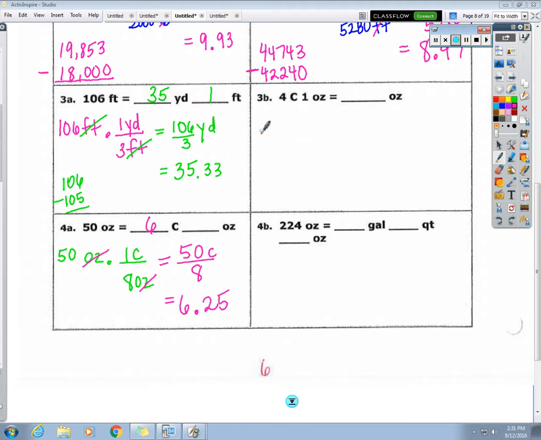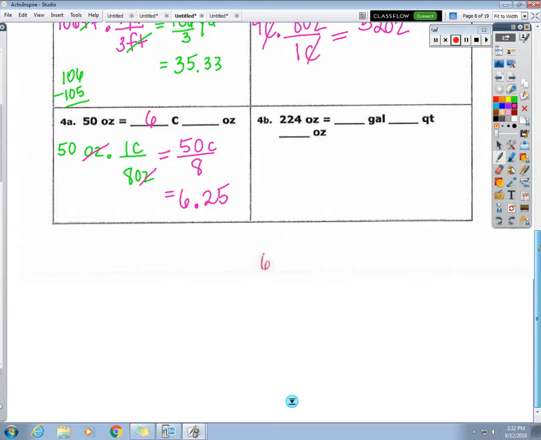4 cups and 1 ounce is how many total ounces? Well, first of all, you have to transfer this 4 cups into ounces. So, what do we know about cups? 1 cup is 8 ounces, right? So we're ready to cancel out and simplify. We have 32 ounces over 1, which is just 32. But is that the final answer? No. What is the final answer? 33. Right, you can't forget about that extra 1 ounce that you add to it. Okay, that one was pretty easy.